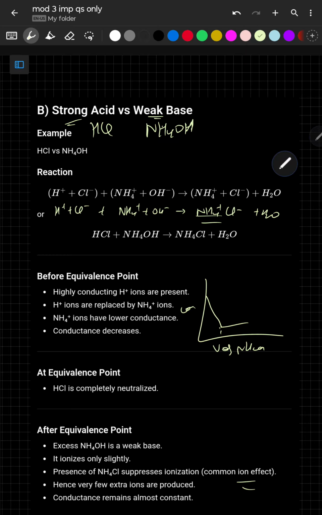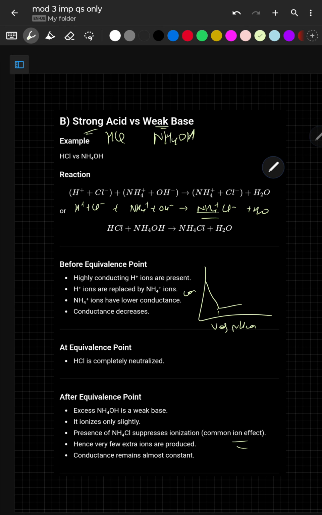Okay, I'll read it all once. The highly conducting H plus ions initially present in the solution are replaced by NH4 plus ions having much smaller ionic conductance. Therefore, the conductance first falls, and after the equivalence point has been reached, the conductance almost remains constant, since the excess of ammonium hydroxide added does not ionize in the presence of ammonium chloride because of common ion effect. The plot is curved near the end point due to hydrolysis of the salt of strong acid and weak base, NH4Cl. That I will not really mention here because it's kind of confusing. This much is well and enough, I feel.